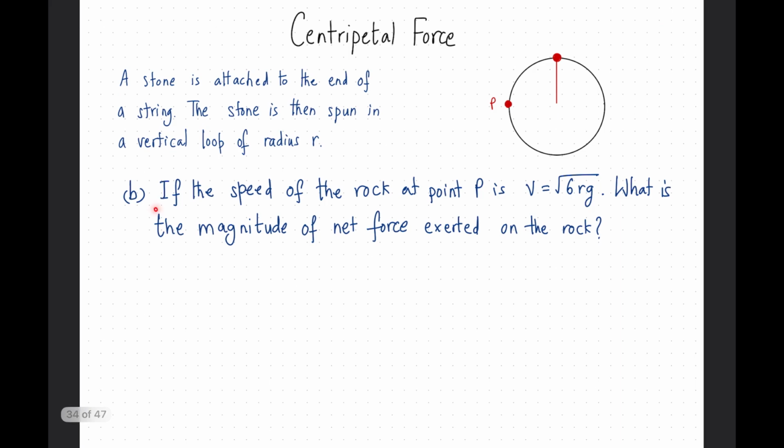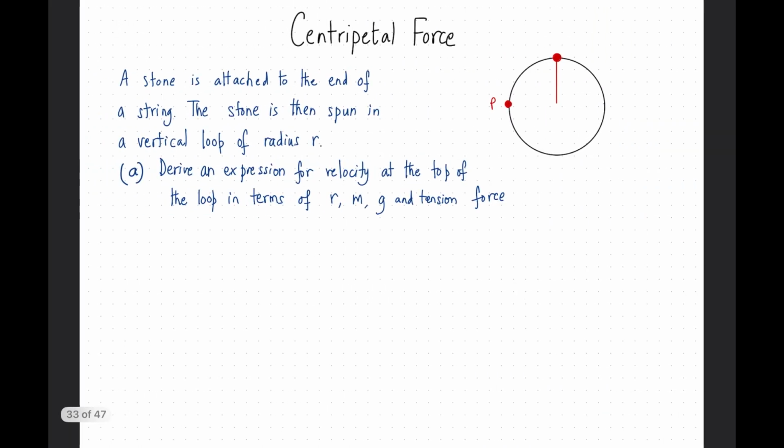And the second part: if the speed of the rock at point P is v equal to root of 6 rg, what is the magnitude of net force exerted on the rock? So first let's look at the first part, derive an expression for velocity at the top of the loop. So top of the loop, let's say here at point Q.